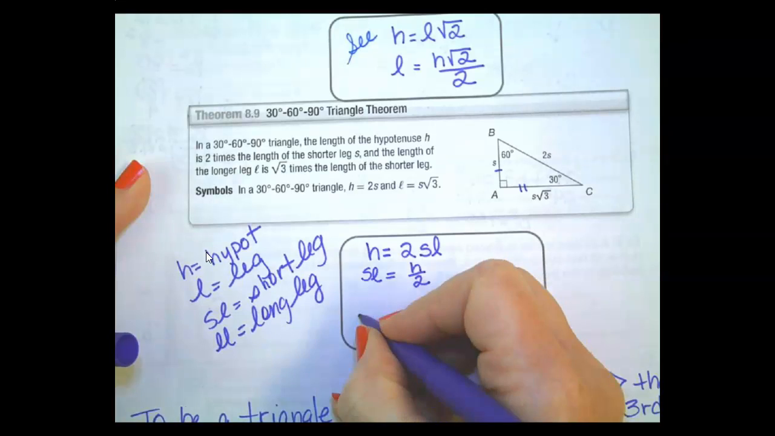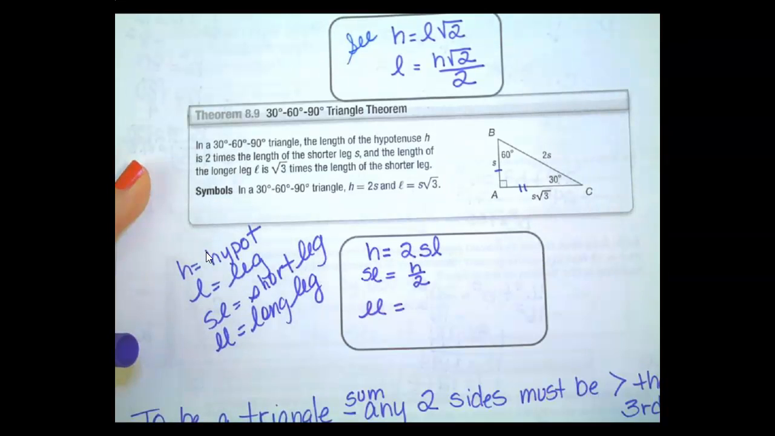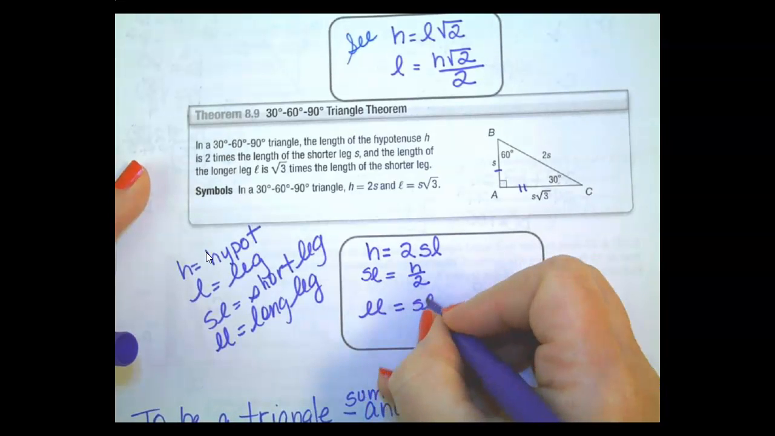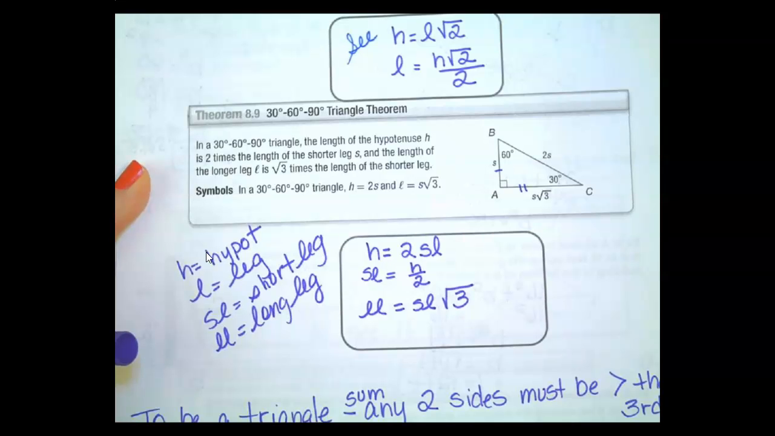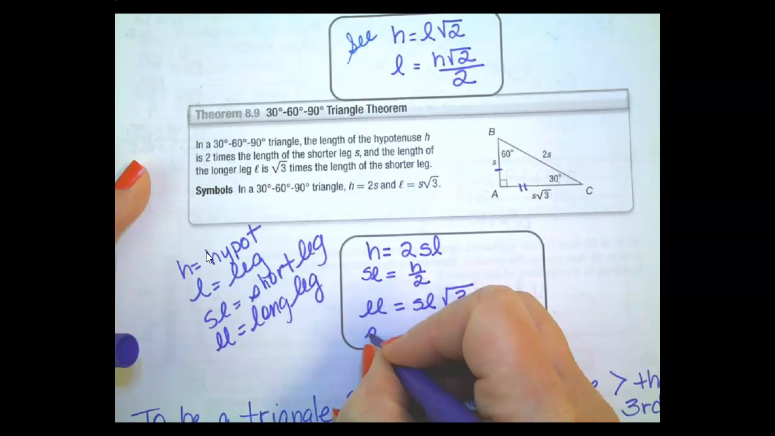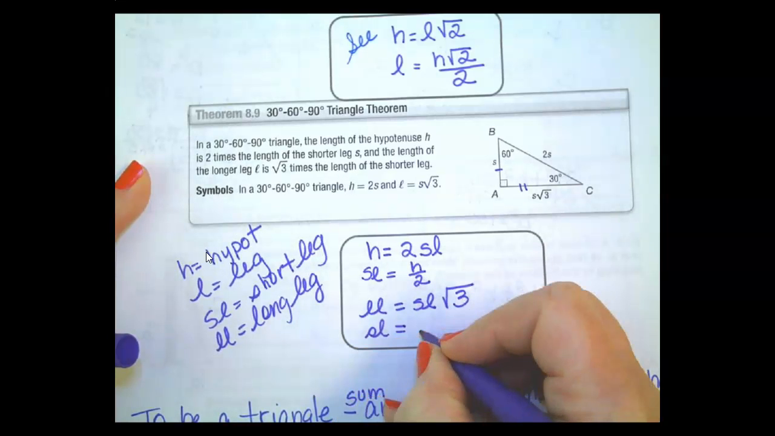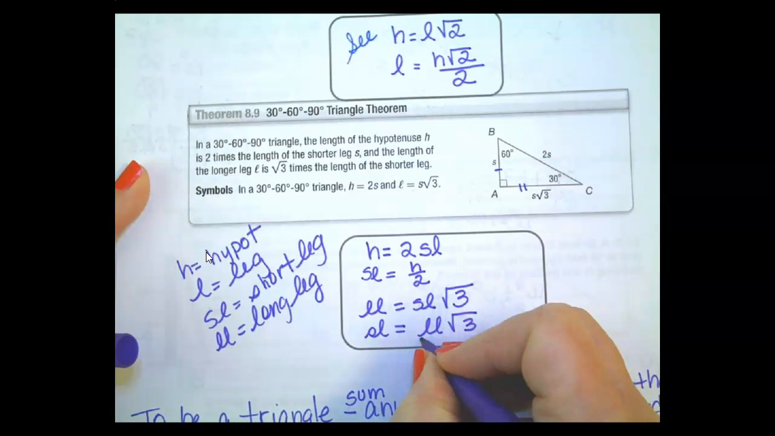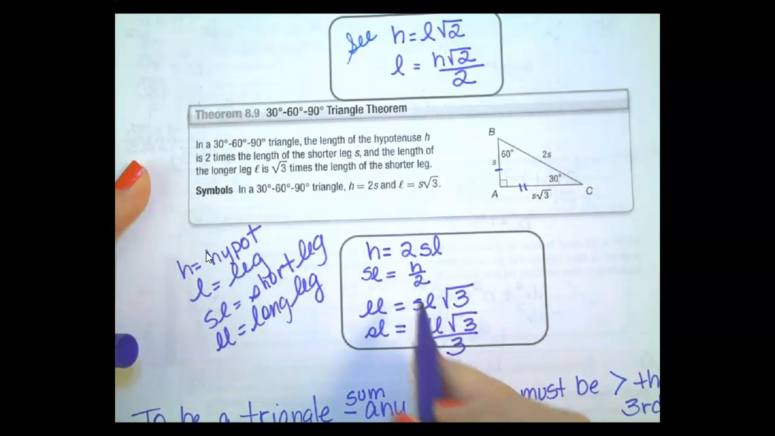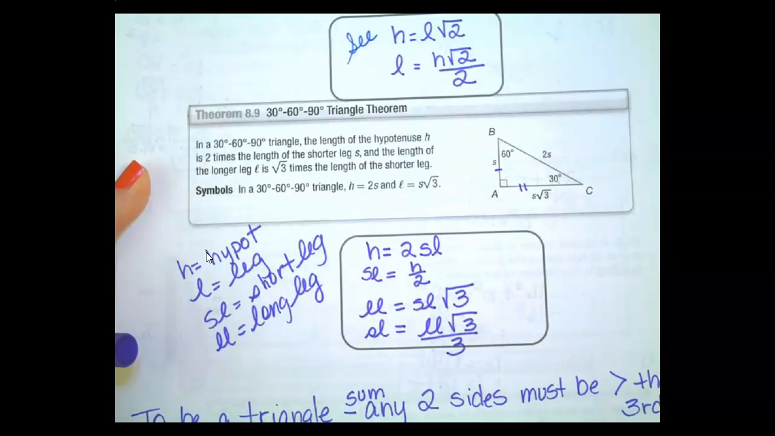To find your long leg, which is not your hypotenuse, but the leg, it's your short leg times the square root of 3. And you can find your short leg, depending on what they give you, it is your long leg times the square root of 3 divided by 3. So sometimes you're not given. It depends on what you're given.